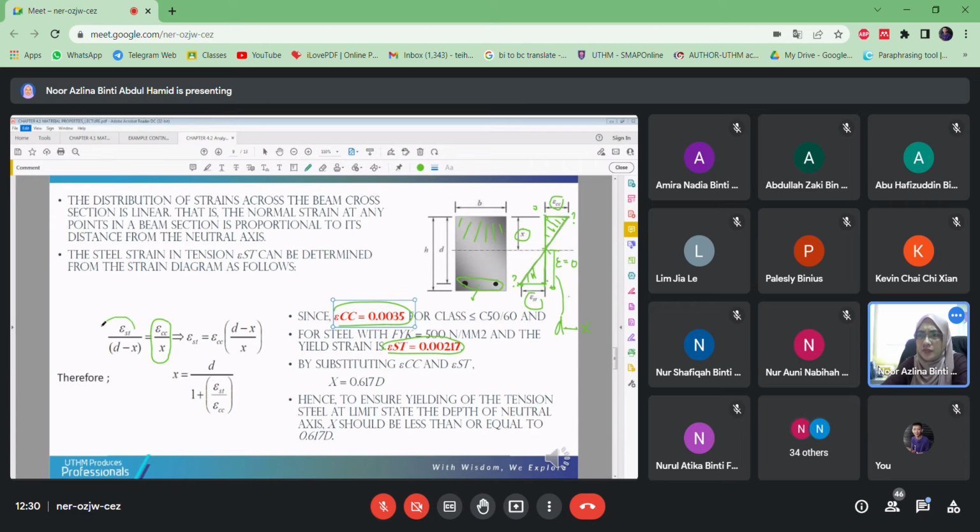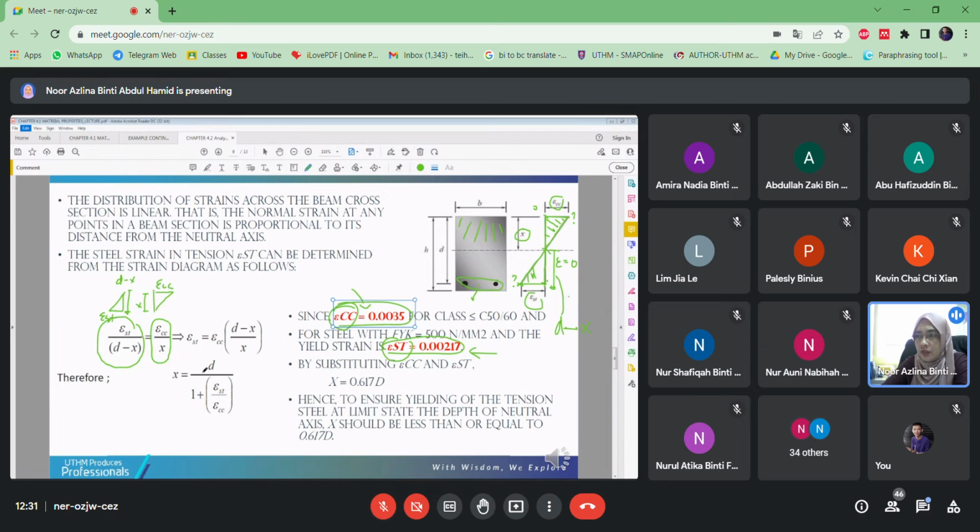So that's why the strain of the steel is divided by D minus X, which is the bottom one. This is the top one. This is X, and this is the strain for the concrete. This height is D minus X, which is this ES, the strain for the steel. You divide by it, and then replace this value with the concrete strain and the steel strain here.